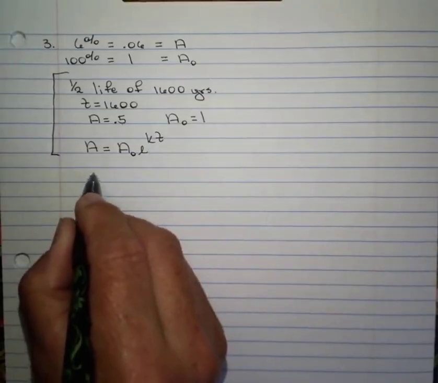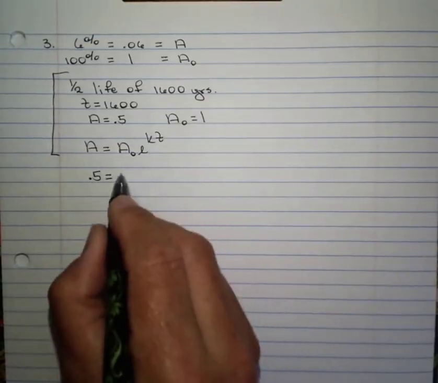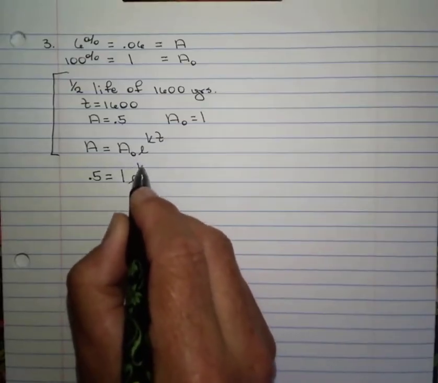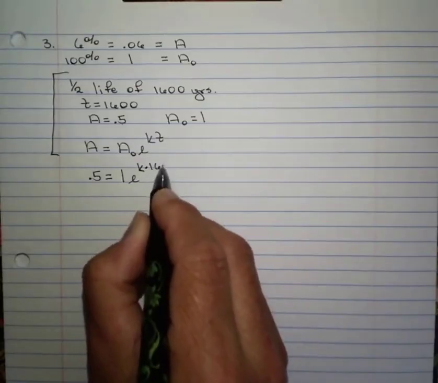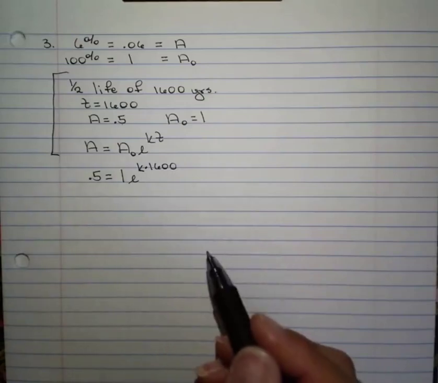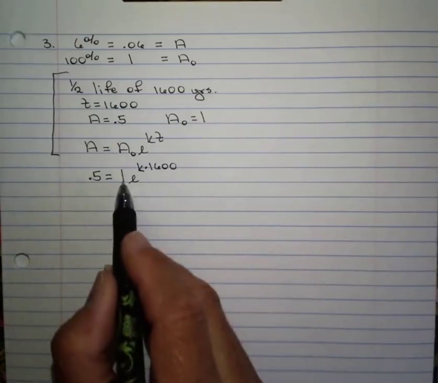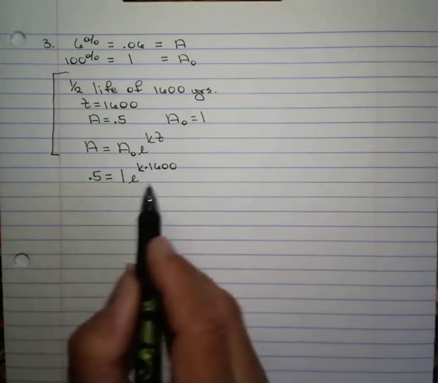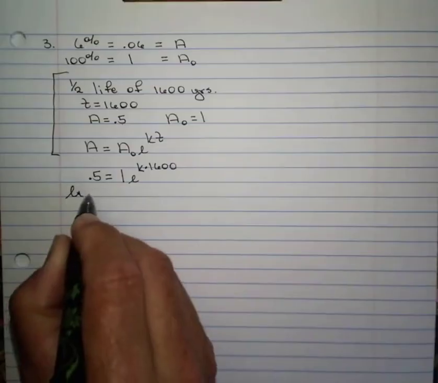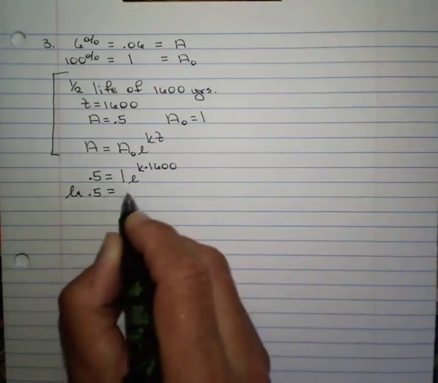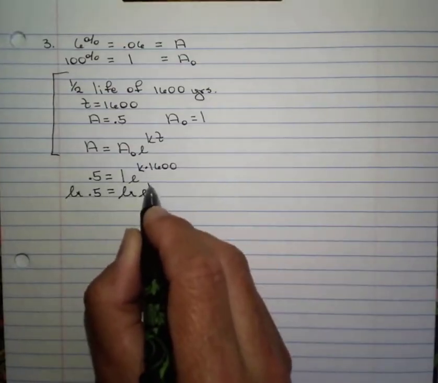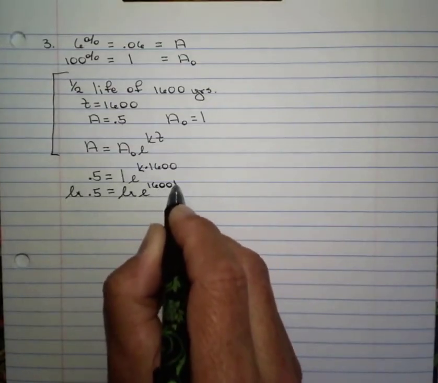I can say it's going to get to half of its strength at 1 times e to the k, and it's going to only take 1,600 years to get to half strength. Now, I can solve for this unknown k because I had the pieces. And this is a coefficient of 1, so I don't have to divide both sides by anything before I take the log. I'm going to say ln, the natural log of 0.5, is going to be the natural log of 1, well, I don't have to write a 1, of e to the power of 1,600k.